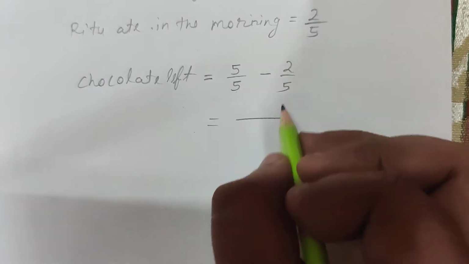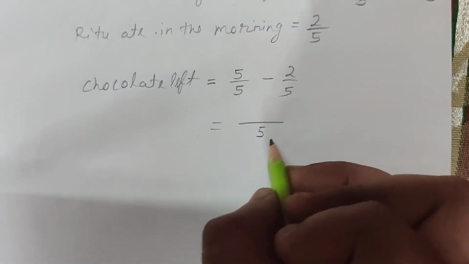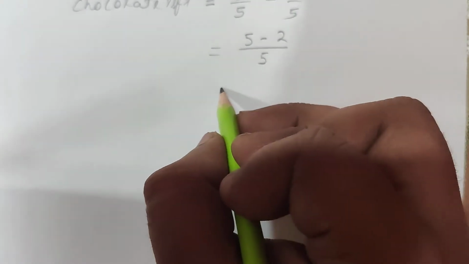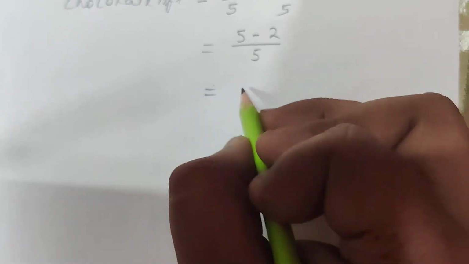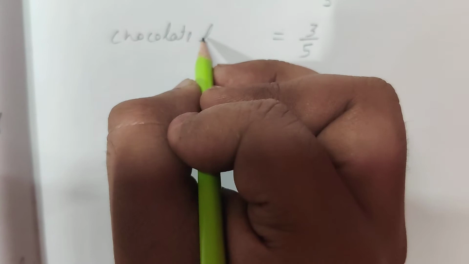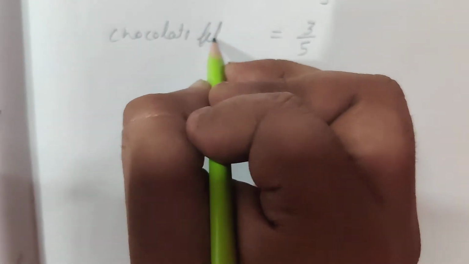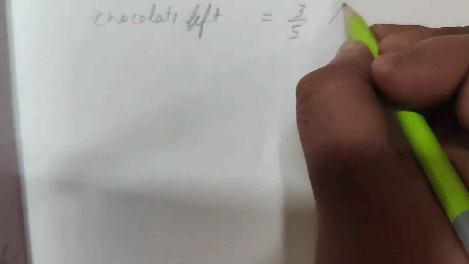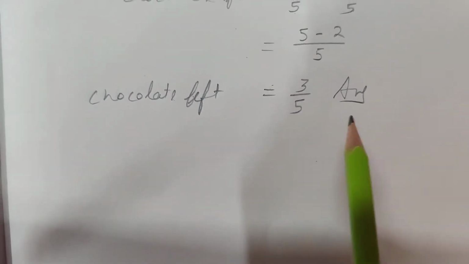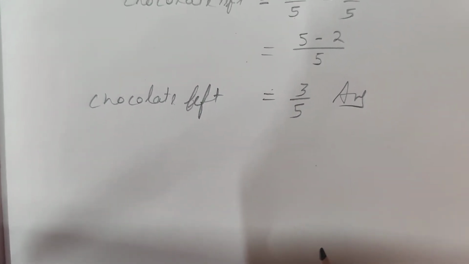So 5 in the denominator is common, then 5 minus 2. What we have to do? 5 minus 2 is equal to 3/5. Here is the left chocolate, which is equal to 3/5. That's our answer. Chocolate left is equal to 3/5.